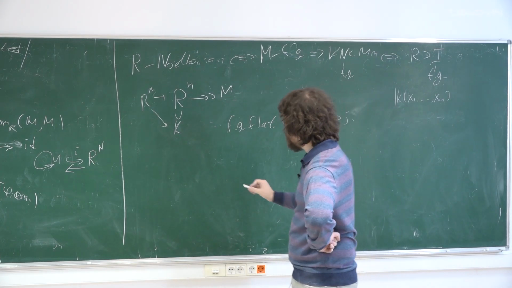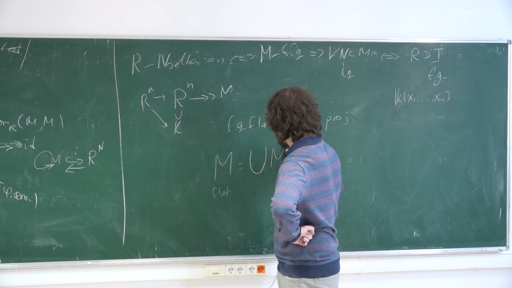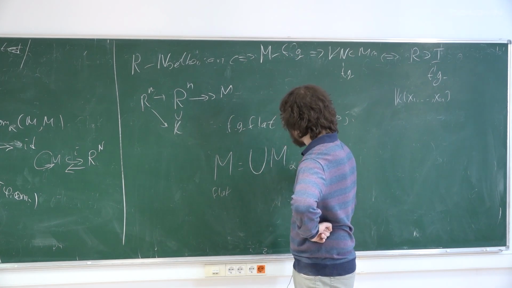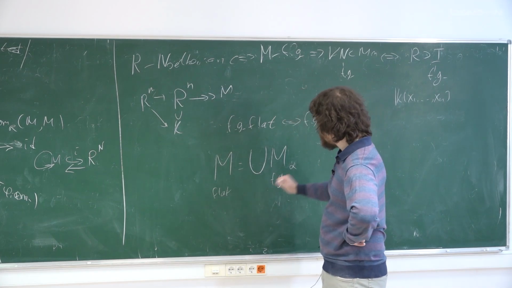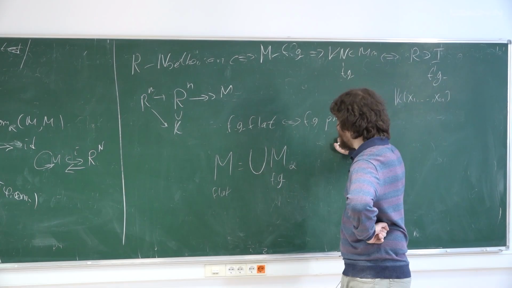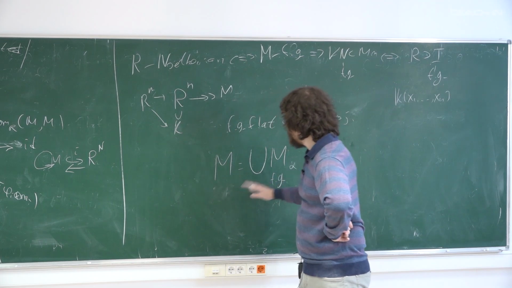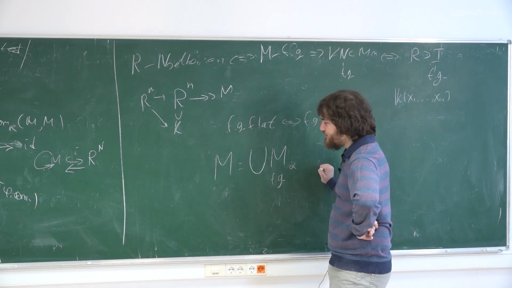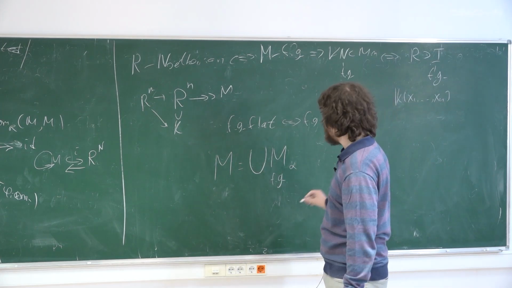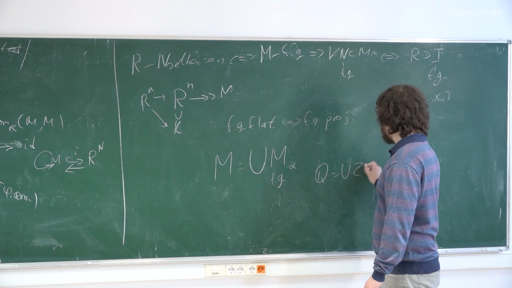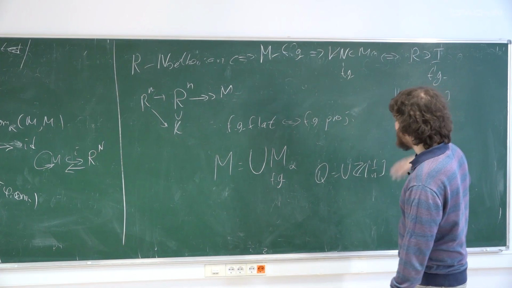And moreover, if I have M, any flat module, it's always the union of all its finitely generated submodules. And if it's flat, then in fact it's a union of finitely generated flat, hence projective, modules. As we have seen for Q, it's a union of torsion-free, but in fact they're all free modules. And this is true over general rings.